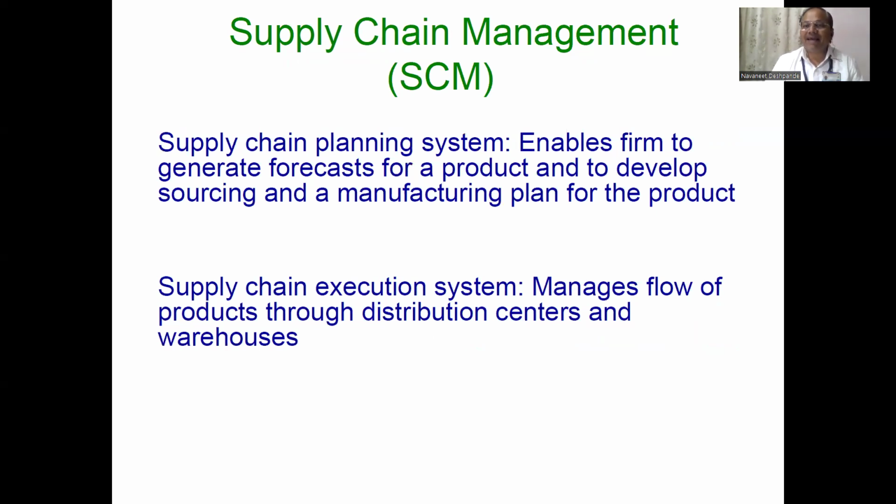So the supply chain planning system has to enable the firm to generate forecasts for a product. The more accurate the production forecast is, the more ideal it will be for all the departments, right from the production department, the finance department, and the marketing department, to properly oversee all the functions so that there is smooth coherence between all the departments. So supply chain execution systems have to fall in place as per the planning system, which essentially manages the flow of products to the distribution centers and warehouses.